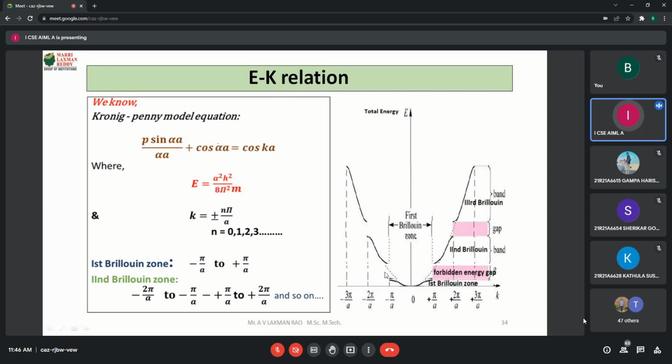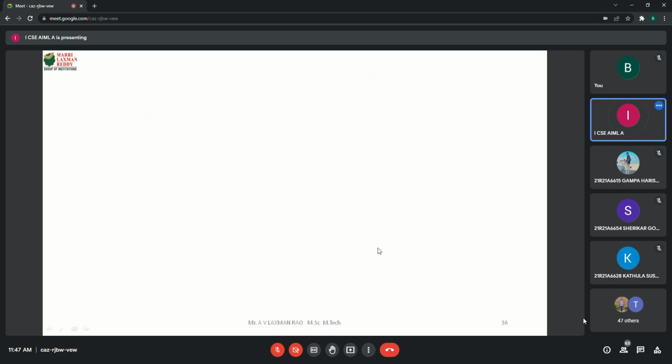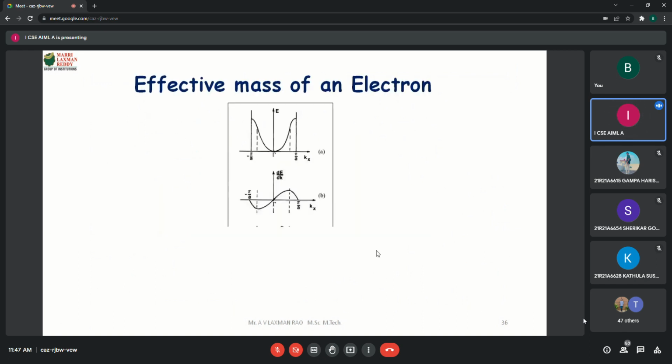Because you are saying that this is the first region and this is the second region, in between there should be some gap, then only they will be distinguished as two different regions. That is nothing but the forbidden energy gap. Like this, you need to draw the E-k relation. All these questions appear in previous question papers.